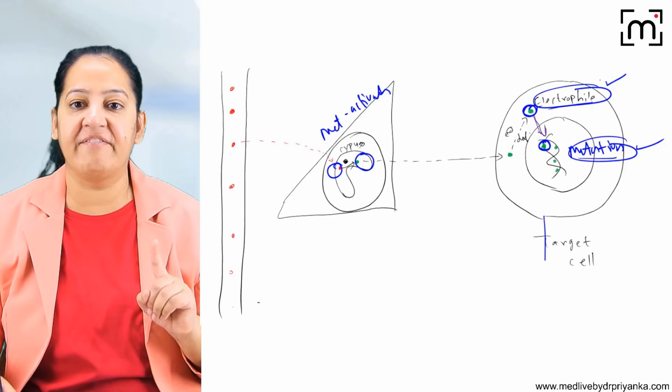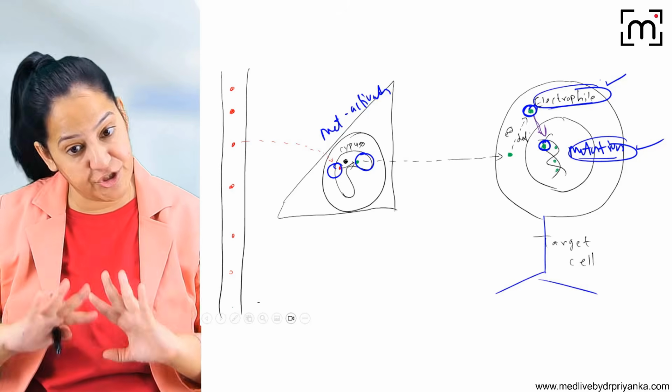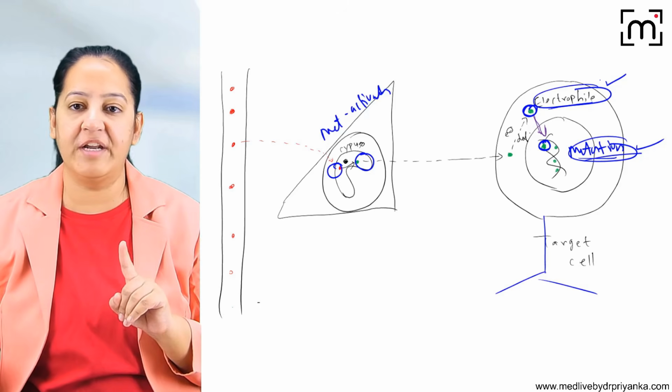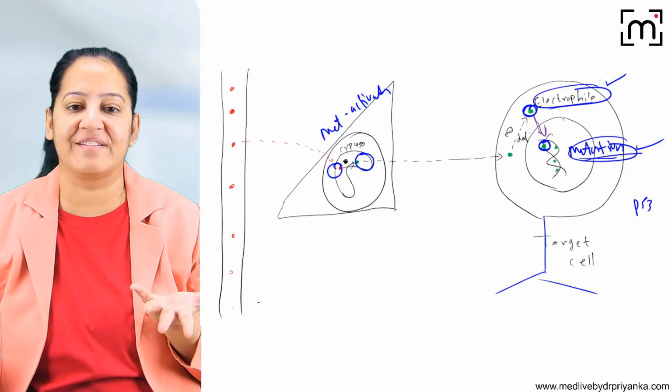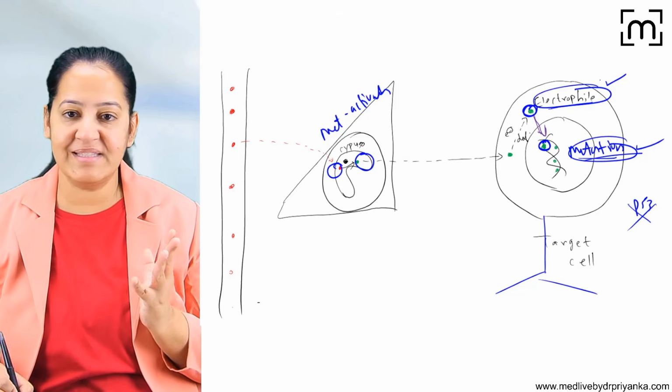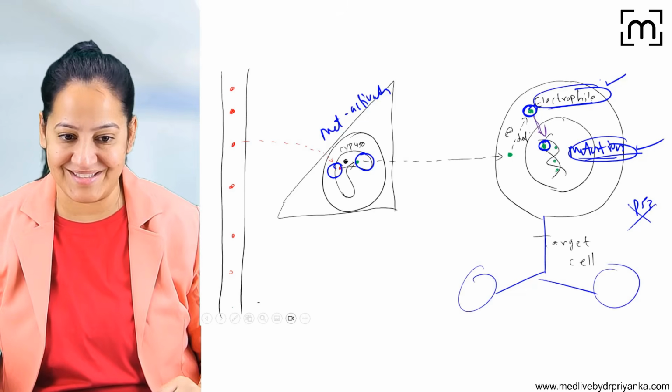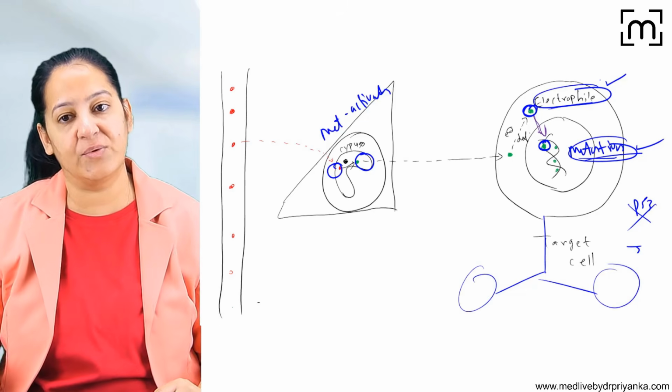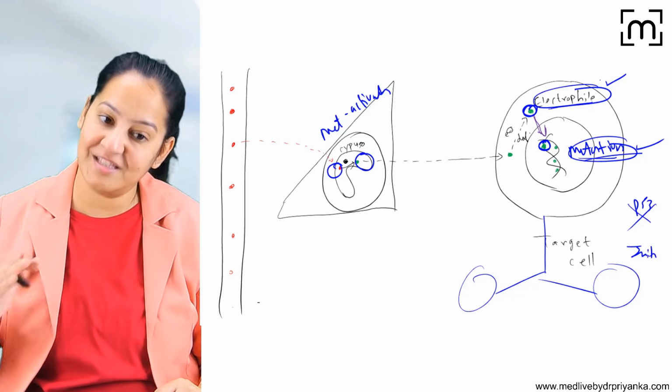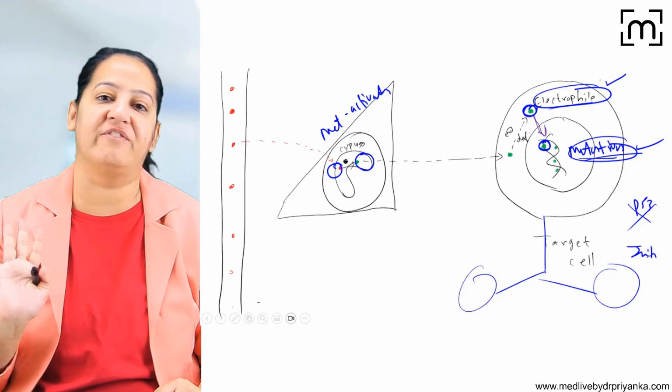Now, the mutated cell will divide once. Once it divides, the mutation becomes fixed. Now, the mutation is there, so P53 can come and fix it. It is a DNA repair gene. But once the cell is divided, nobody is going to fix it. Once it is divided, it is known as an initiated cell. An initiated cell is a mutated cell in which at least one division takes place.